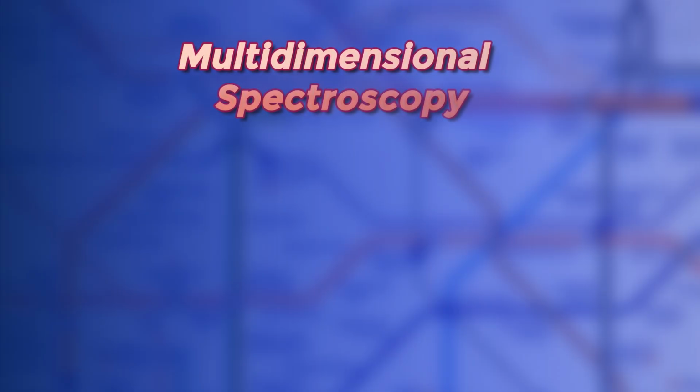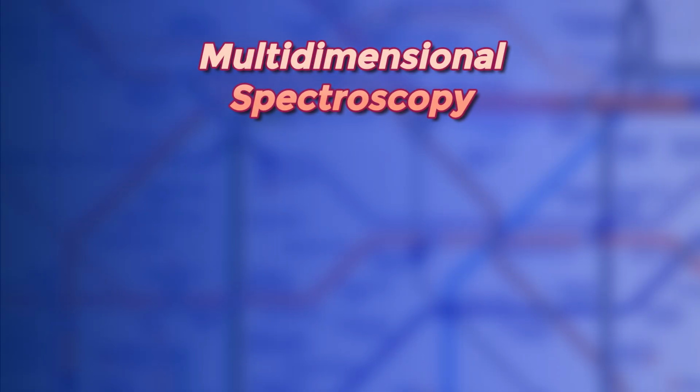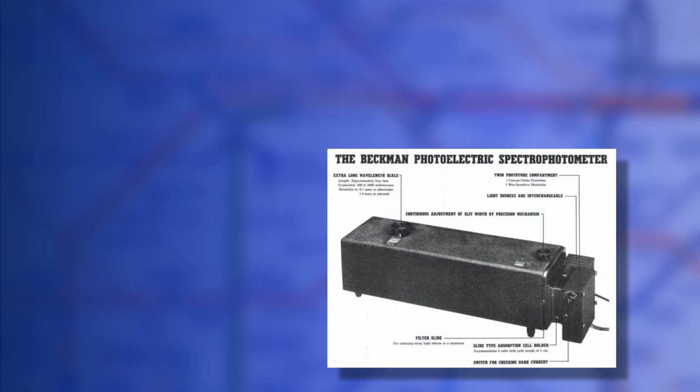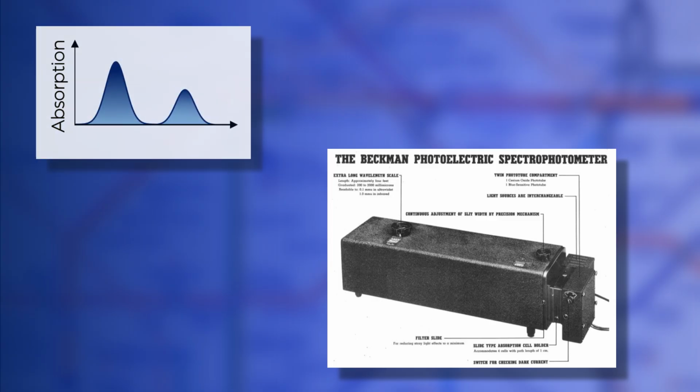Many of the most powerful techniques used today are known as multi-dimensional spectroscopies. But what does multidimensional refer to? To understand this, let's take a step back. Early spectroscopy experiments, like the one pioneered by Dr. Beckman's company in the early 1940s, the spectrophotometer, measured how chemical and material systems absorb light as a function of the energy or wavelength of light.